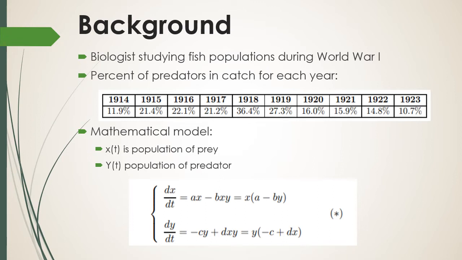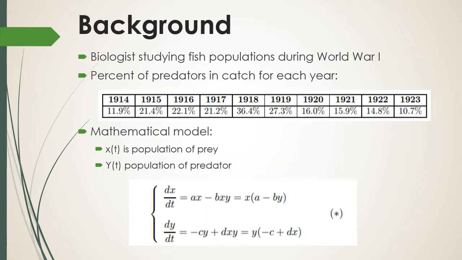As you can see from the data, World War One was from 1914 to 1918, and 1914 was just the beginning. In the years after that, 1915, 16, 17, 18, and even 19, the percentage of predators caught in the nets increased during World War One. And so the biologist was studying these patterns and tried to make sense of it.